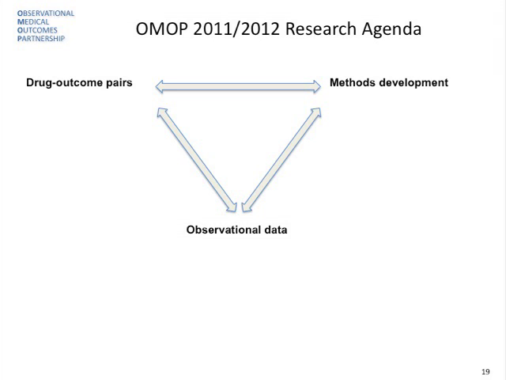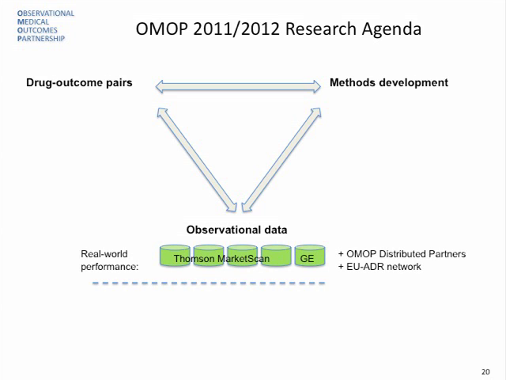So what we did, based on the findings from last year, very similar approach. Started out with a set of data sets. In this case, we restricted the work in terms of not as many distributed partners, but 4 commercially available data sets from Thomson MarketScan and one from General Electric, as well as a subset of distributed partners. And we were fortunate to be able to collaborate with the EU ADR network, and I'll describe that in a moment, to leverage the availability of data for that project as well.